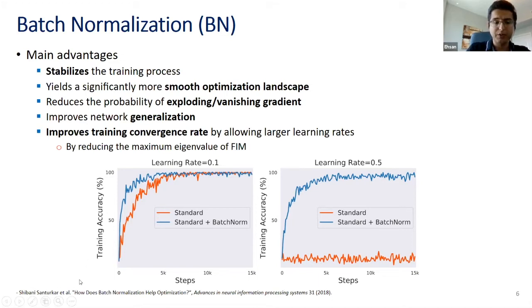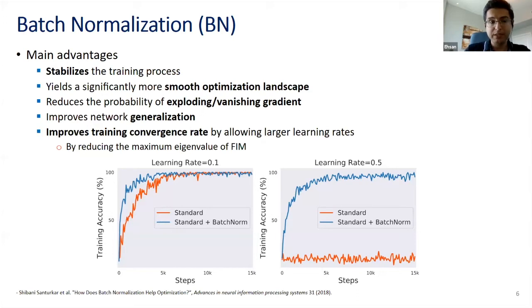This is shown in the paper that you can see here. Santurkar et al. showed in the paper, How Does Batch Normalization Help Optimization?, that the main effect of batch normalization is smoothing out the optimization landscape. As a result, because we have a smoother landscape, it reduces the probability of exploding and vanishing gradients.